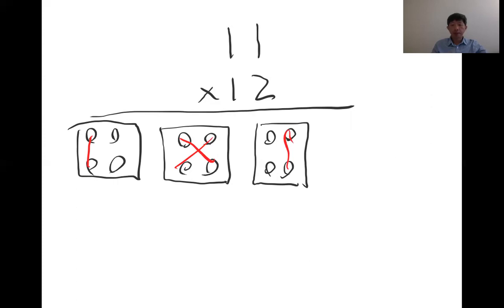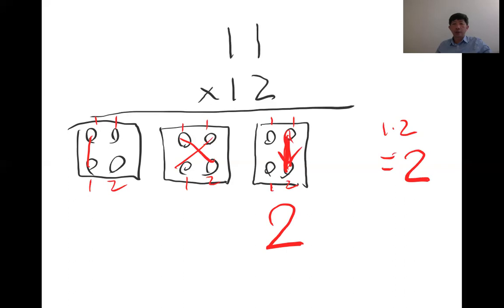Now, what do the dots here mean? This represents 1 and 1, 1 and 2, 1 and 1, 1 and 2, 1 and 1, 1 and 2, right? So now we take 1 times 2, which is equal to 2, right? So the answer will be 2. The first digit is 2, okay?